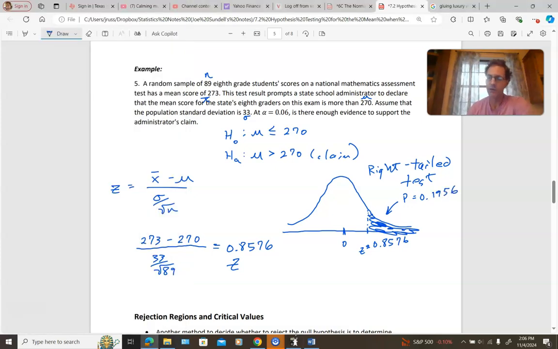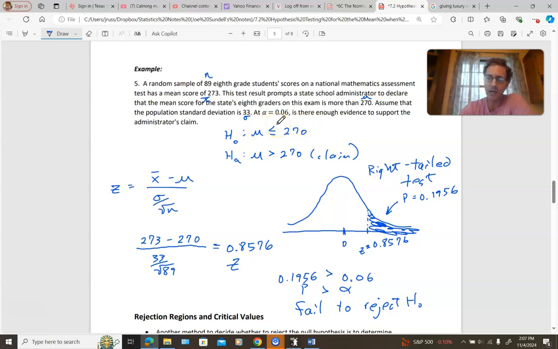Well, now we're going to compare our p-value with our level of significance alpha. So our p-value is 0.1956. Guys, that's actually greater than alpha because alpha is only 6%. So p is greater than alpha. So when p is greater than alpha, we fail to reject H naught. When we fail to reject H naught, that's sort of like we're accepting it, and we're going to continue to assume that the mean is 270 or less.